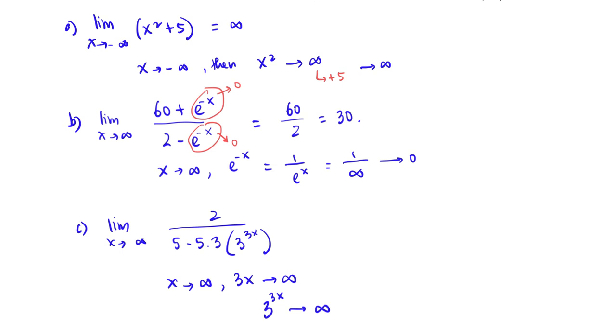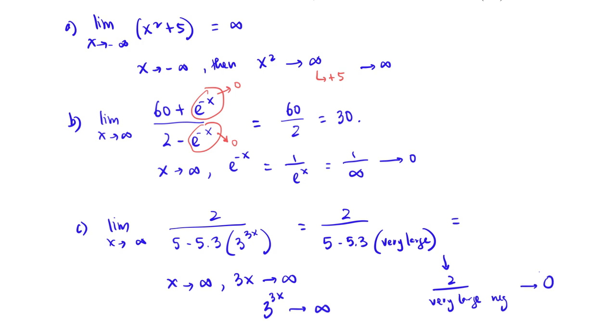And so what we have here is 2 over 5 minus 5.3 times a very large number. And a very large number times negative 5.3 is still a very large number, but this is now negative. If we add 5 to that very large negative number, then the number is still very large, but still negative. And so at this step we have 2 over a very large negative number, but 2 over a very large number is almost 0, very small. And so we say that this limit is 0.